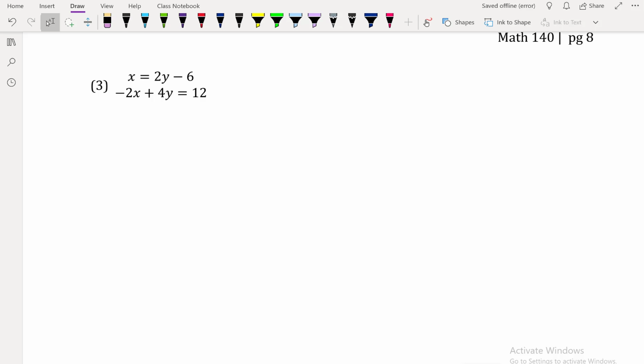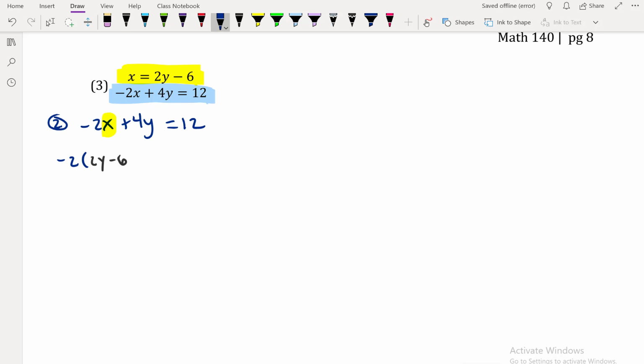Number 3 is really similar, where I have x being isolated, and I have my bottom equation. So I'm going to go ahead and rewrite that bottom equation. I have a negative 2x plus 4y is equal to 12. So since x is isolated, this is where I'm plugging that equation into. So I have a negative 2, and now that x value becomes a 2y minus 6, since that is the equation that I am substituting in for.